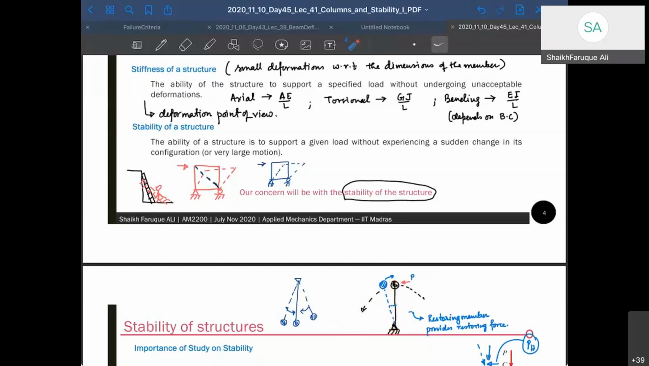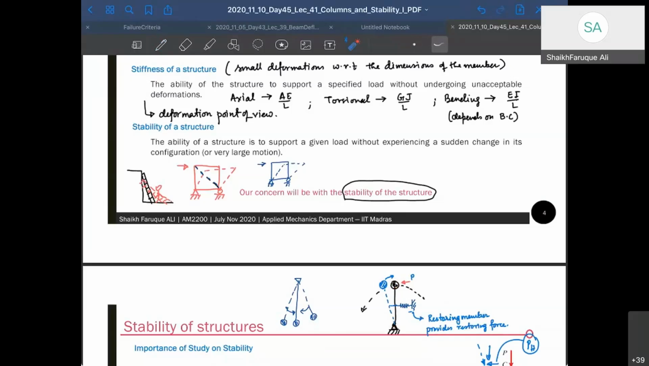But you can make it stable. How do you make it stable? There are various ways of making it stable. One way is you put a spring here, right? Then you perturb it. It goes to this position, and the spring will pull it back, right? So it will come back here. The spring will provide the restoring force. It's called a restoring member. The spring will provide restoring force and it will come back to its vertical position.